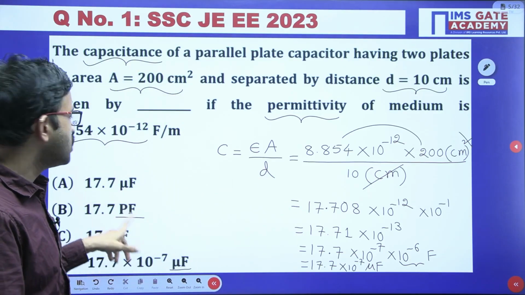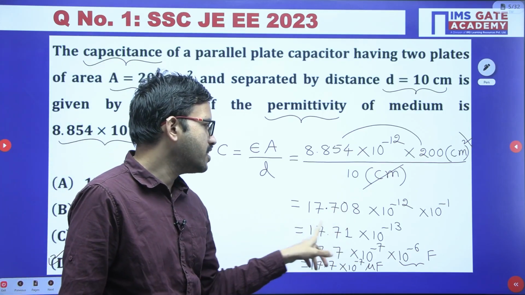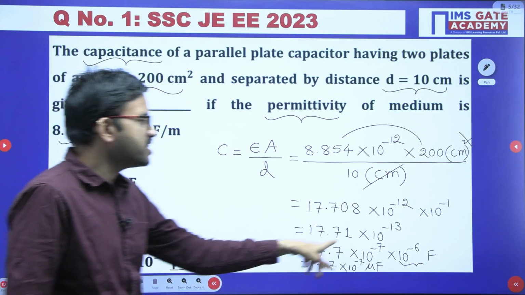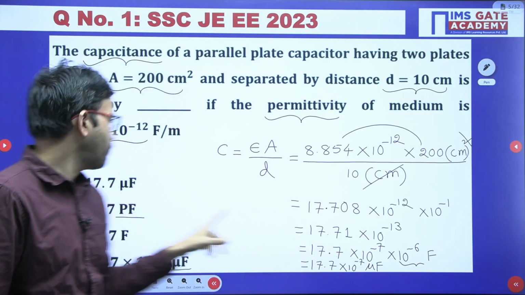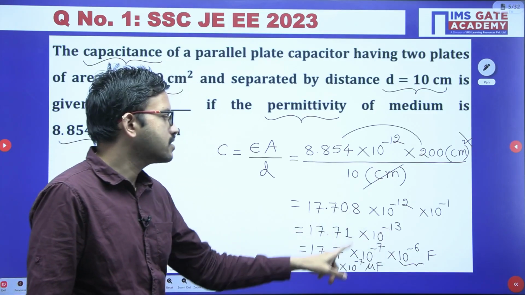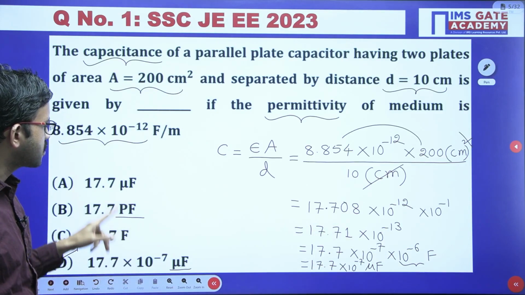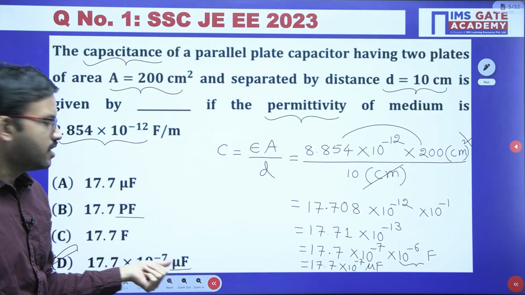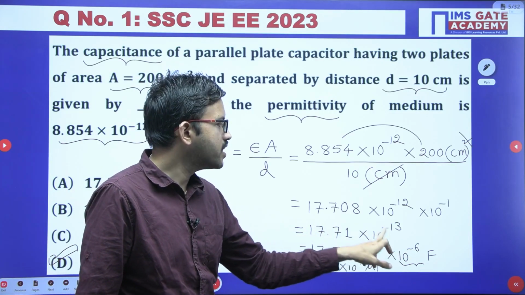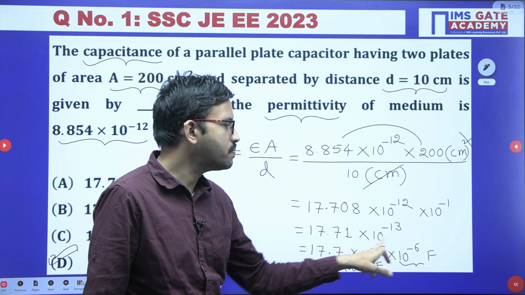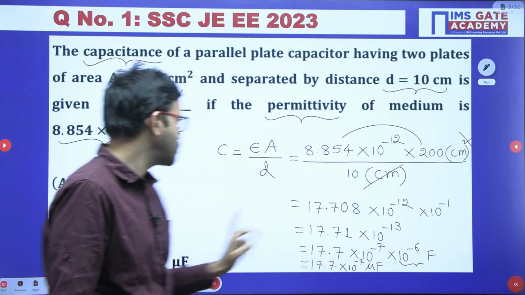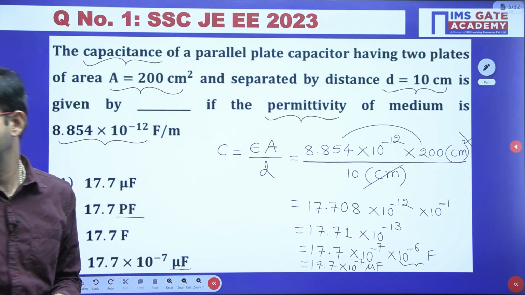Say for example, suppose you are getting 17.71 into 10 power minus 12. In that case 17.71 we can approximate to 17.7. In that case option B will satisfy. But since you are getting 10 power minus 13, and when you observed the choices you are having microfarad, I have split it accordingly. Micro is nothing but 10 power minus 6. This 10 power minus 13 I have written as 10 power minus 7 into 10 power minus 6, right. So this 10 power minus 6 is nothing but micro. So in this question it is satisfying option D.